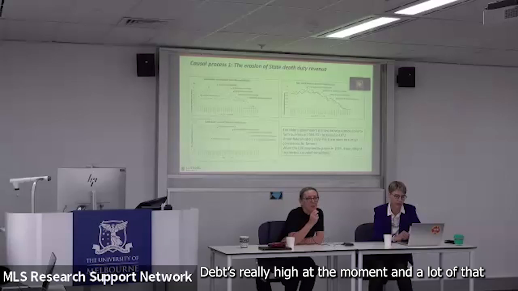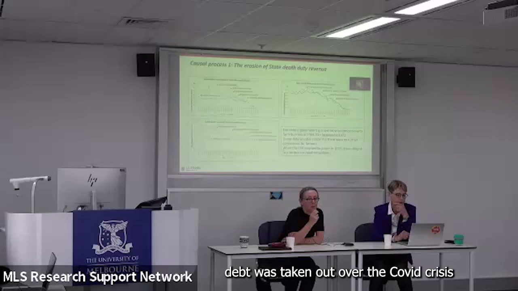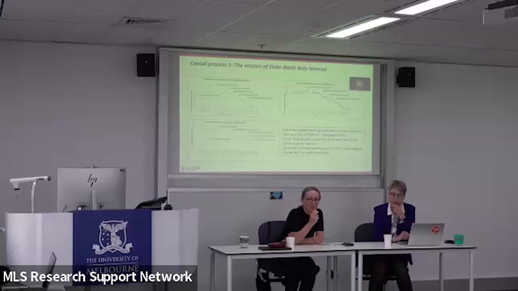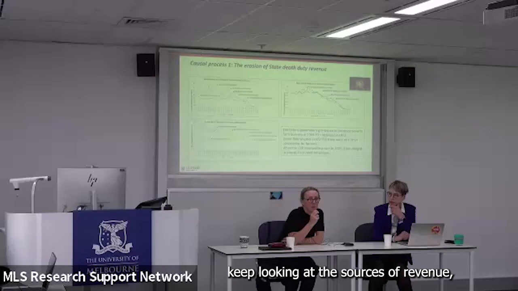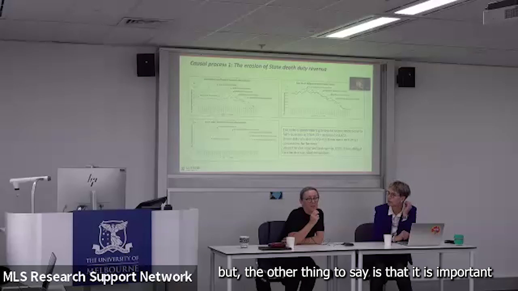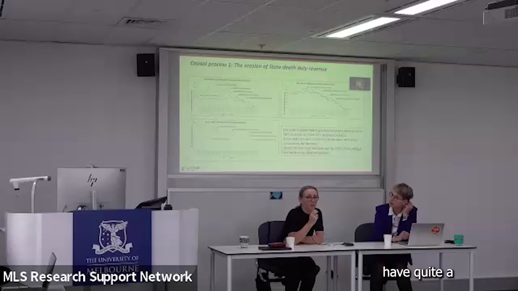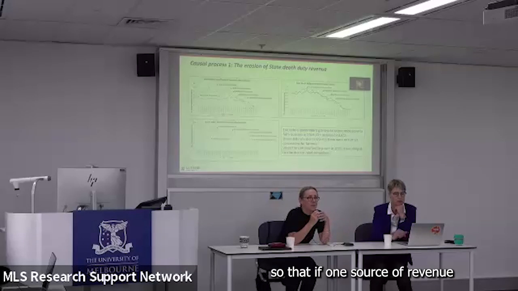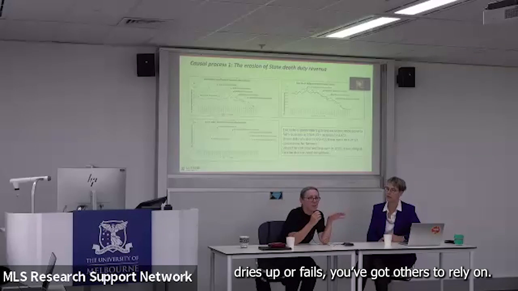Debt's really high at the moment, and all of that debt was taken out over the COVID crisis when there were really severe financial constraints on business and economic activity. I'd say it's important to keep looking for sources of revenue, but the other thing is that it's important to actually have quite a broad tax base, at least quite a big spread of taxes, so that if one source of revenue dries up and fails, you've got others to rely on.